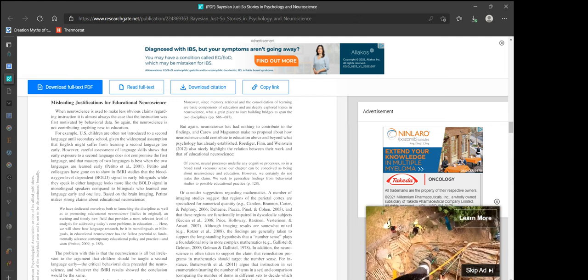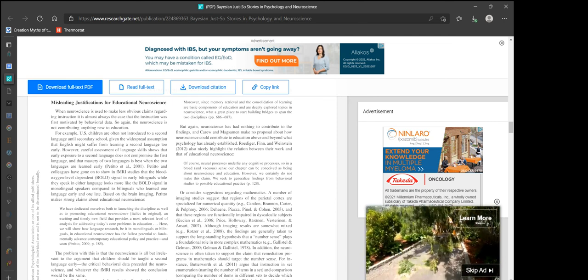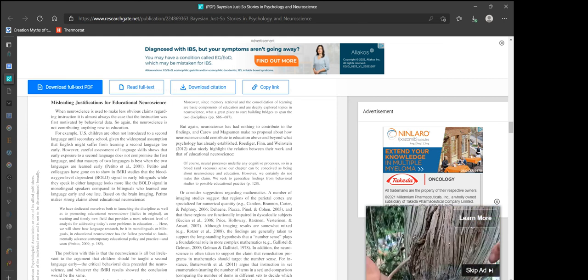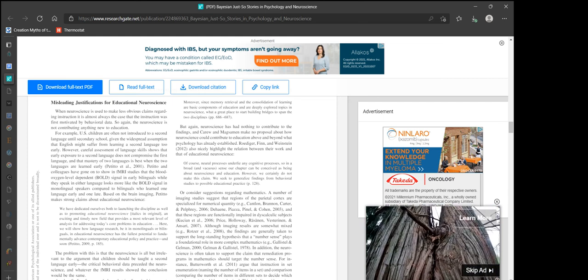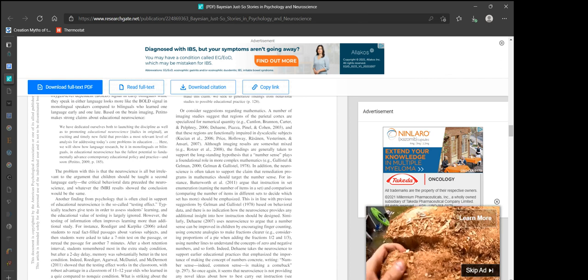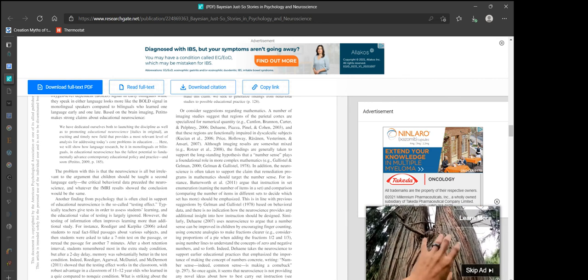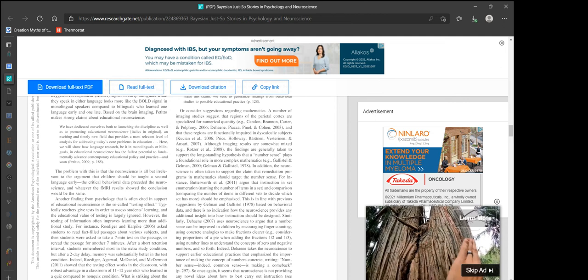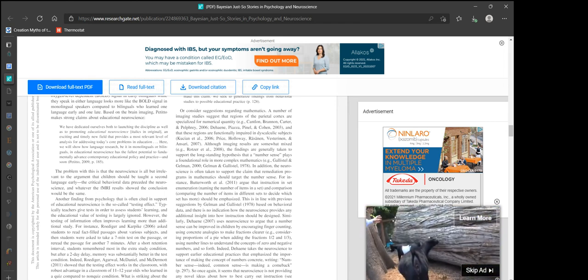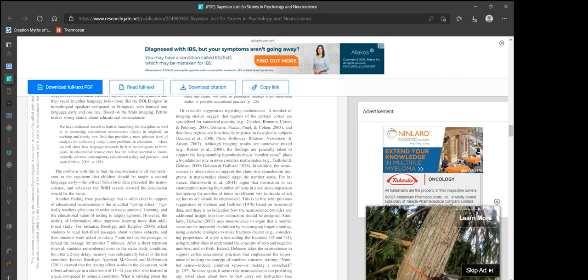Petitto and colleagues have gone on to show in fMRI studies that the blood oxygen level dependent, BOLD, signals in early bilinguals while they speak in either language look more like the BOLD signal in monolingual speakers compared to bilinguals who learned one language early and one late. Based on the brain imaging, Petitto makes strong claims about educational neuroscience. Quote, "We have dedicated ourselves both to launching the discipline as well as to promoting educational neuroscience." Italics in original. "An exciting and timely new field that provides a most relevant level of analysis for addressing today's core problems in education. Here we will show how language research, be it in monolinguals or bilinguals, in educational neuroscience has the fullest potential to fundamentally advance contemporary educational policy and practice, and soon." End quote.